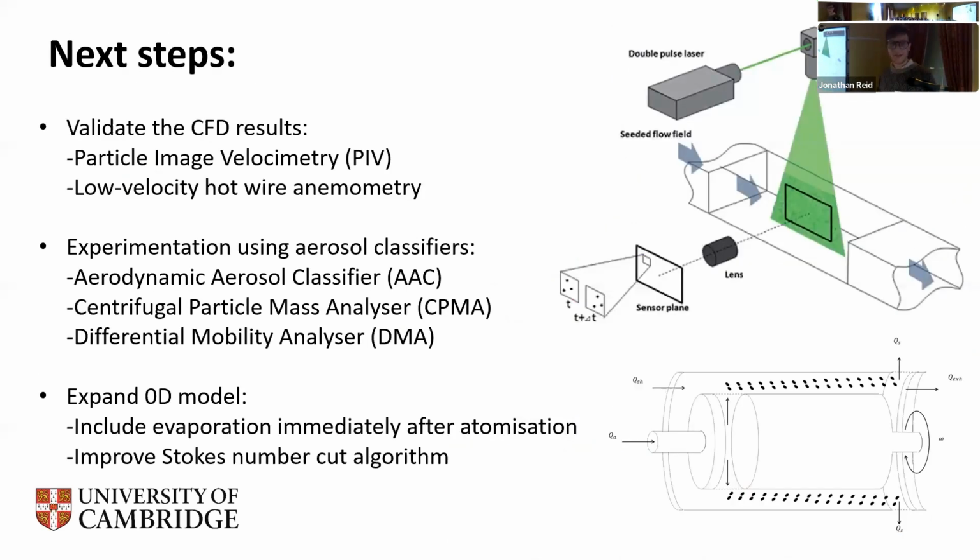My next steps are to continue the validation process, possibly with some velocimetry results, possibly hot wire anemometry, and also try and validate those post-evaporation diameters by using maybe the AAC, which has been talked about by combustion, the DMA or the CPMA, and trying to expand my zero-dimensional model as well, try and make it more realistic.